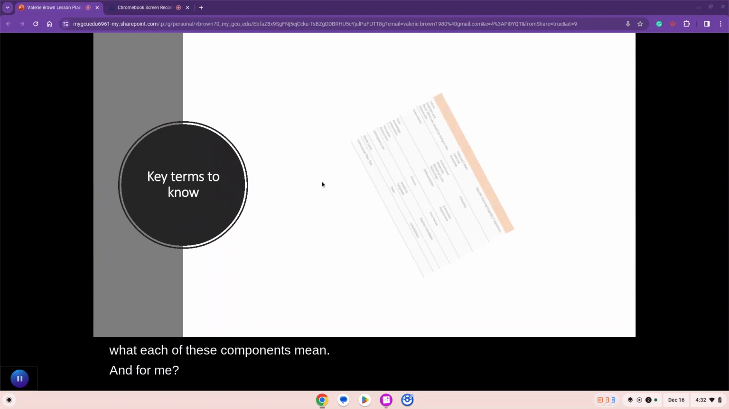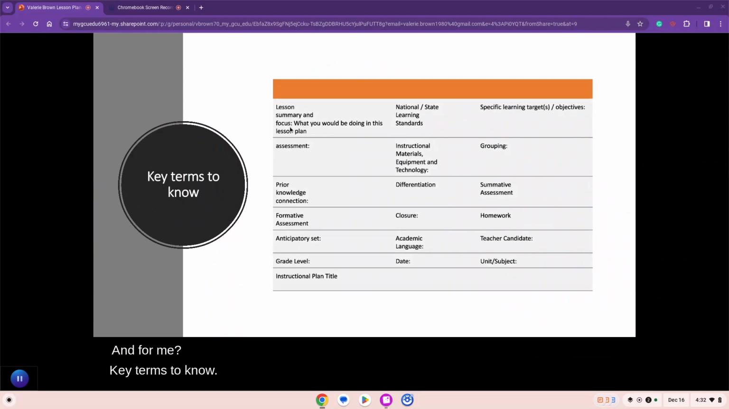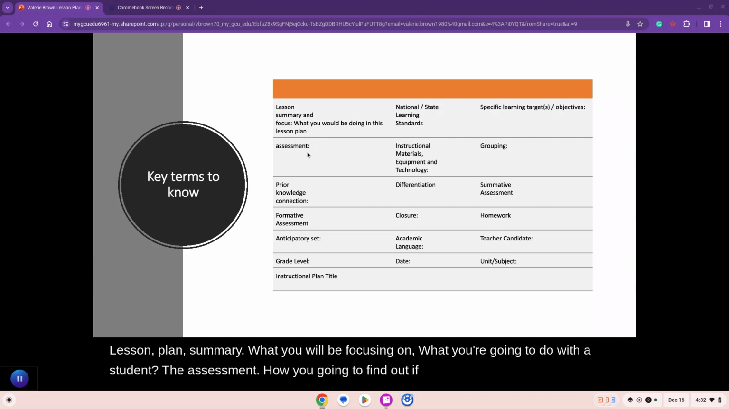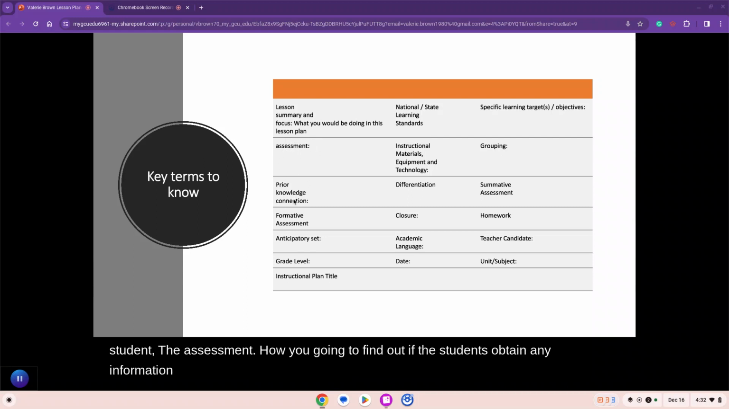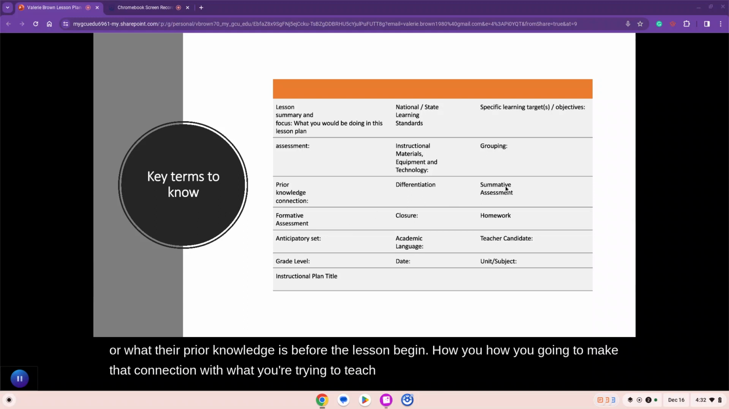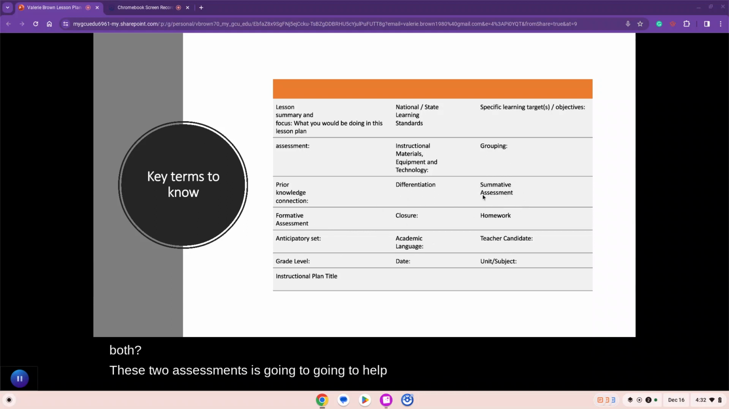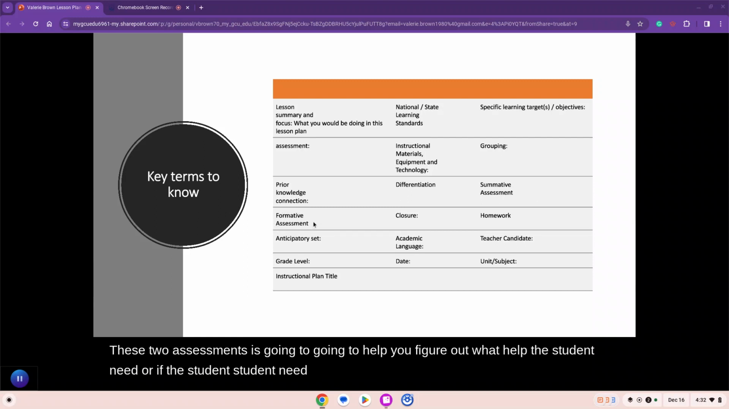Key terms to know. Lesson plan summary: what you will be focusing on, what you're going to do with the students. The assessment: how you're going to find out if the students obtained any information, or what their prior knowledge is before the lesson begins, and how you're going to make that connection with what you're trying to teach. Formative assessments, summative assessments: which one are you going to use, or are you going to use both? These two assessments are going to help you figure out what help the students need, or if the students need an additional lesson to build on prior skills.